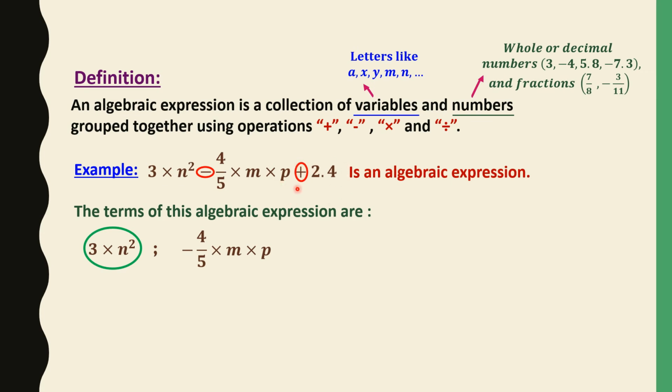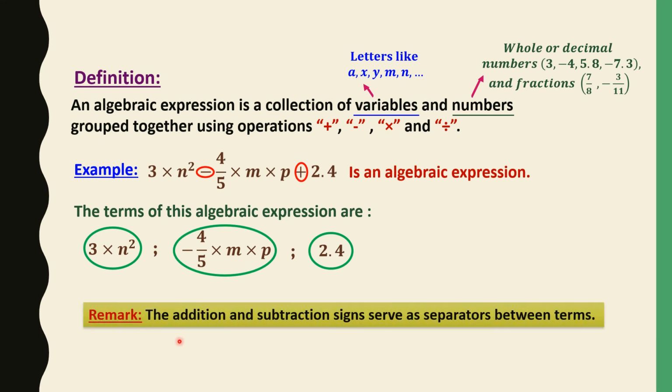And the last one, it's 2.4. 2.4 is the third and last term of this algebraic expression. So this is an algebraic expression with 3 terms. Each term we call it monomial. Later on we will explain its meaning. Remark, the addition and subtraction signs serve as separators between the terms of an algebraic expression.